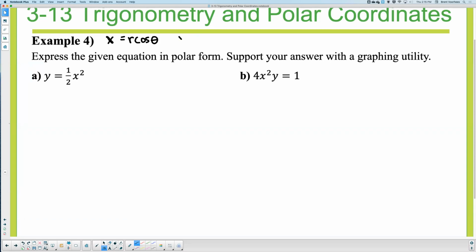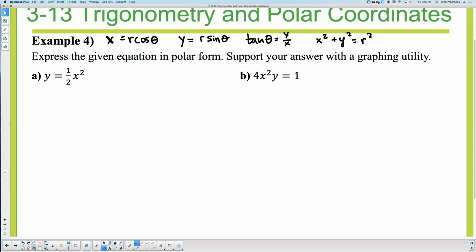What is y equal to? R sin theta. Very good. What was the tangent? I'm going to write this one this way because a lot of times with equations, you don't do the inverse tangent. You would do it like that. And then finally, the Pythagorean theorem. What was that formula? Okay, those are the formulas we're going to use.